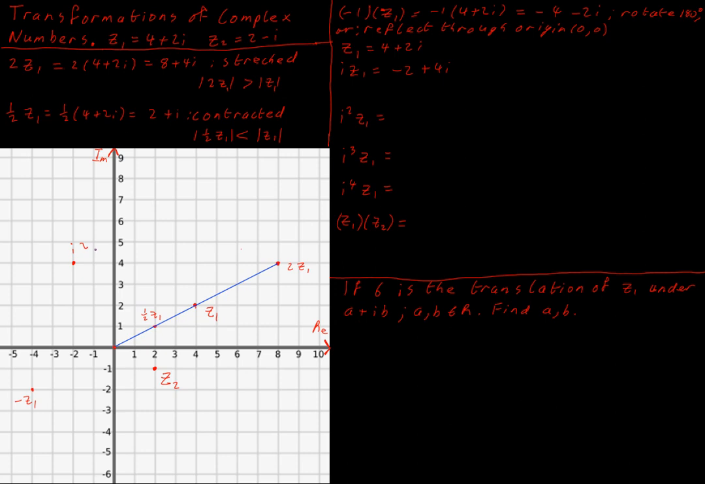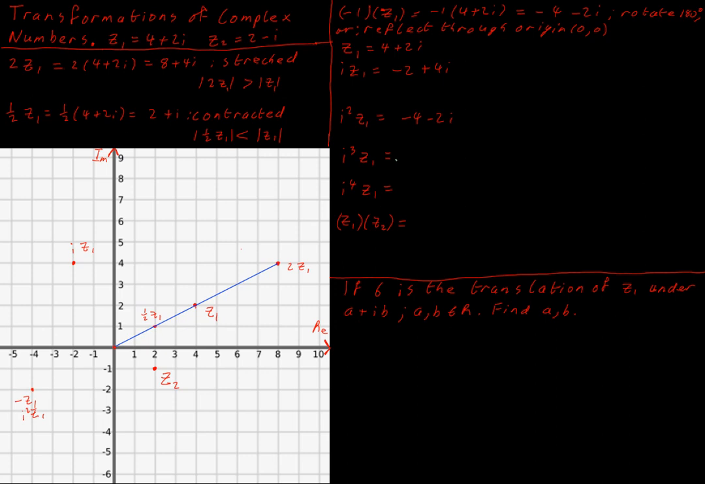i times z1. So we note the positions there, and then we multiply by i squared, and we will end up with minus 4 minus 2i, which we've actually already marked in here, which naturally enough would be the same as multiplying by minus 1. That's also i squared times z1, i squared being minus 1, so that makes sense.